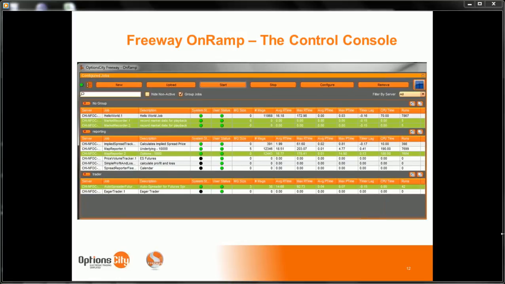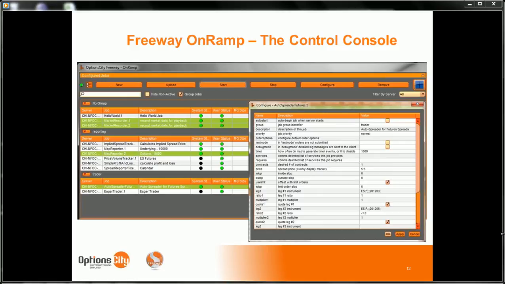This screen can also be expanded to show you live metrics. So Freeway allows you to view real-time execution times of your algos in microseconds as you go, and you can see that expanded set of information over there.